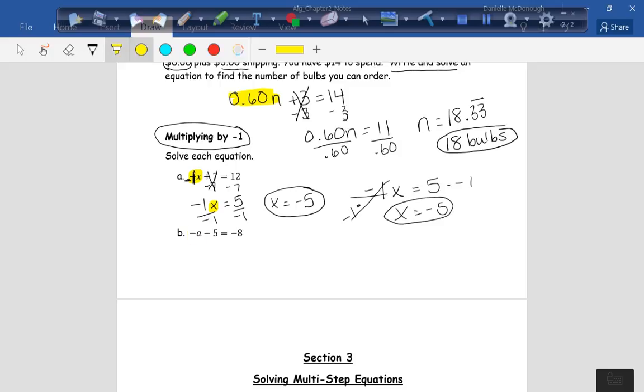So if you look at this example right here, I want to start by getting my a by itself. So what I'm going to do is add 5 to both sides. That's going to cross out. Now I have this negative a is equal to, well, negative 8 plus 5 is negative 3. And then you can think of this as multiplying by negative 1 or dividing by negative 1. Either way, whatever you're most comfortable with. That's going to cross out that negative sign, so I'm going to have a is equal to a positive 3.